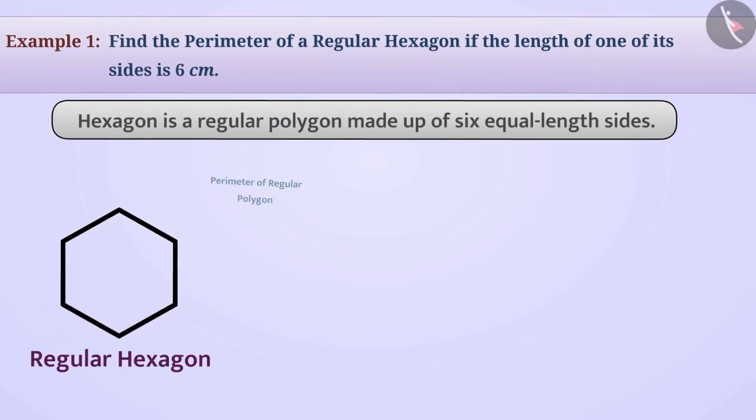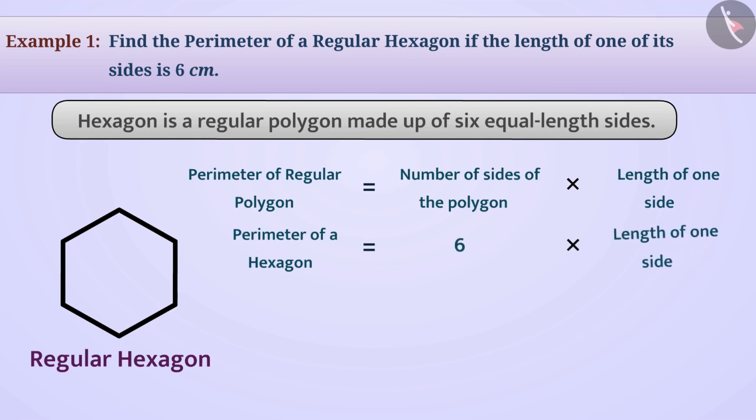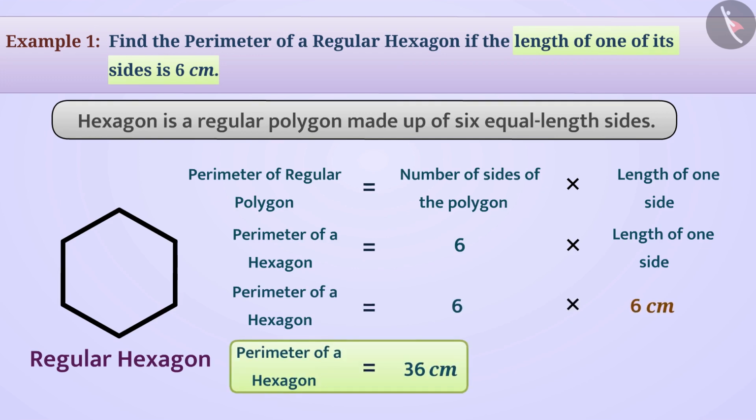Since the perimeter of a regular polygon is equal to the number of sides of the polygon multiplied by the length of one side, we can say that the perimeter of a hexagon is equal to 6 multiplied by the length of one side. Since the length of the side is equal to 6 cm, the perimeter of the hexagon is 6 multiplied by 6 cm is equal to 36 cm.